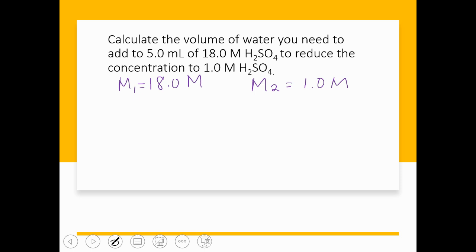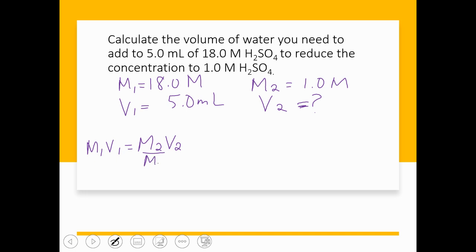So the original concentration was 18. And then we know that the original volume of this 18 was 5 milliliters. What we don't know is the new volume. So we're going to take our equation and solve for the new volume, V2. This time we have to divide by M2, because that way over here it divides out. So our equation is V2 equals M1 V1 over M2.